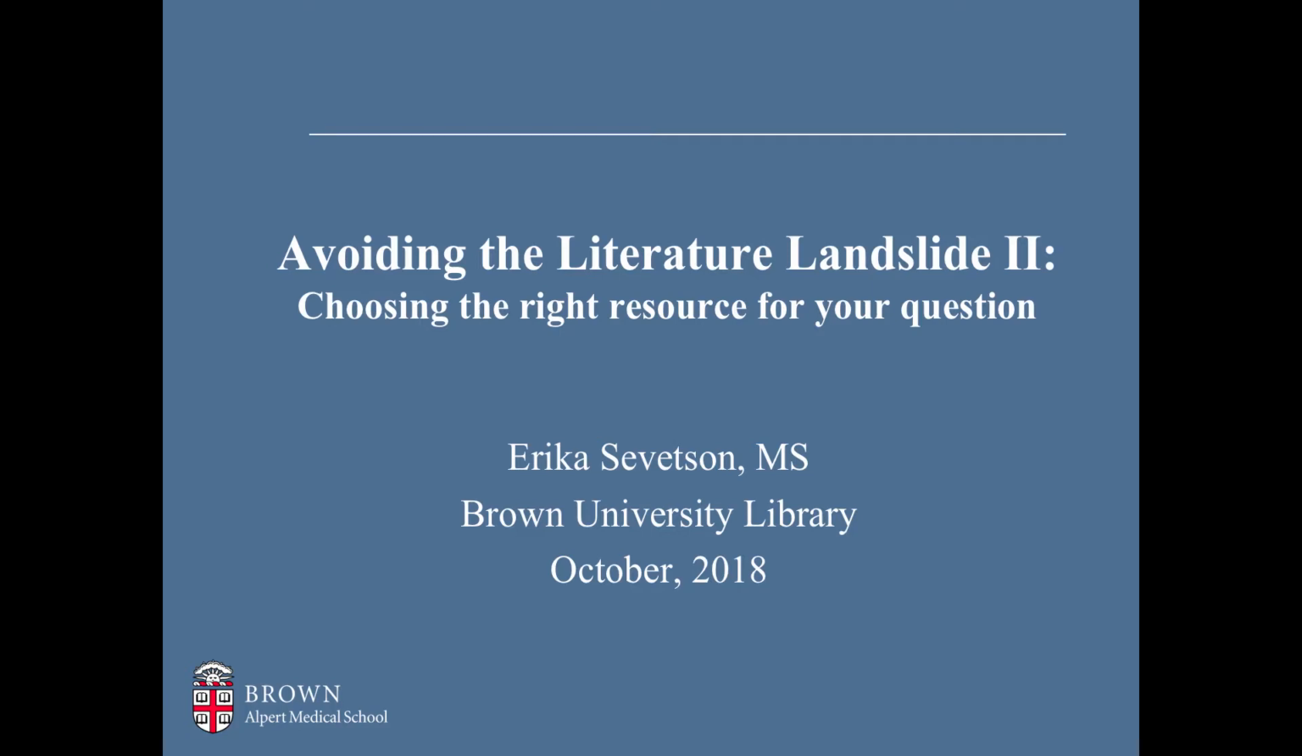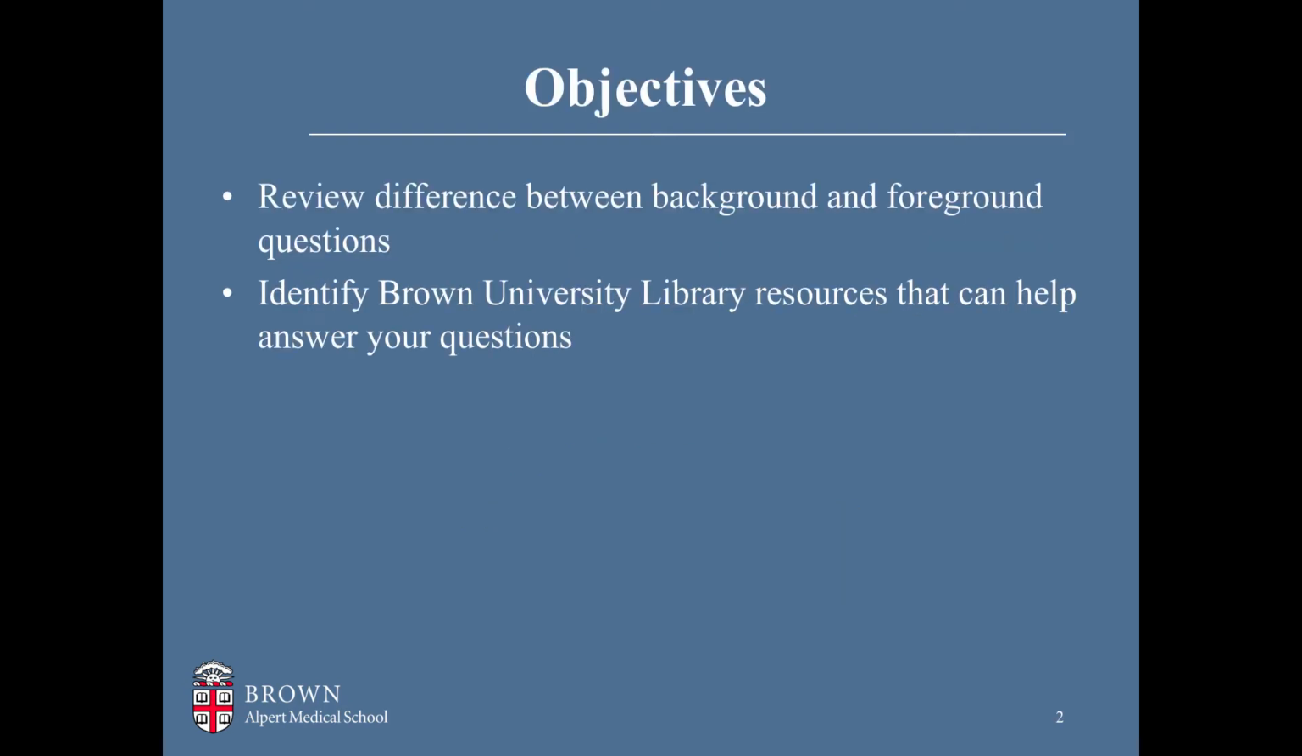Welcome to Avoiding the Literature Landslide Part 2A, Choosing the Right Resources for Your Question. This is actually a two-part module in a series of three full modules designed to introduce you to asking research or clinical questions and finding the best resources for your questions. Our objectives are to review the difference between background and foreground questions and to identify Brown University Library resources that can help you answer your questions.